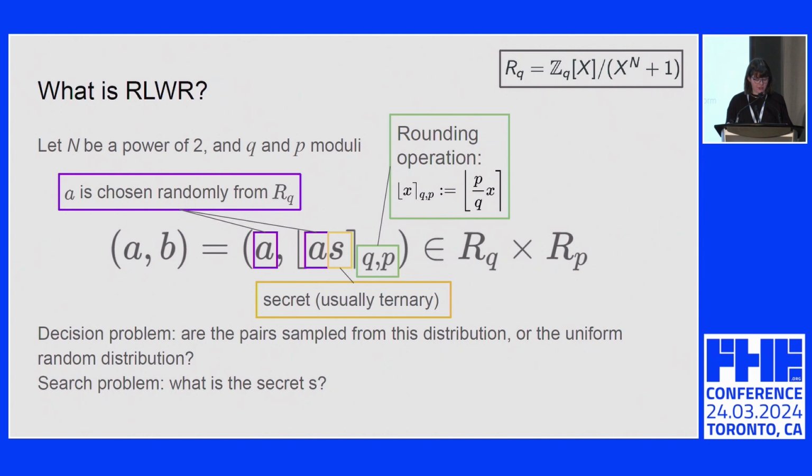So yeah, this is how it looks. Everything else is the same, but we've just changed out the AS plus E for an AS rounded like this. So the rounding is mod P, and so just to conclude, this is deterministic, and so it doesn't need us to sample from a Gaussian. The decision problem is the same as it was in RLWE. That is, are the pairs sampled from this distribution or from a uniform random? And the search problem is to find the secret, but we're going to be focusing on the decision variant.